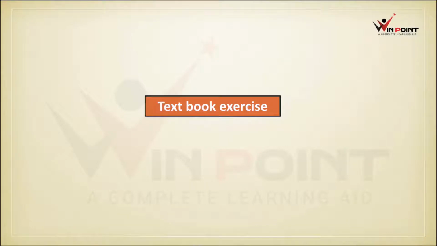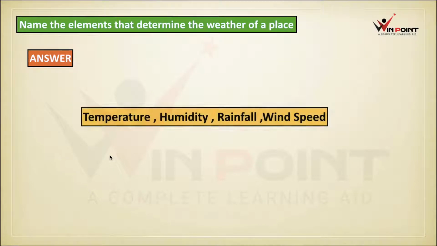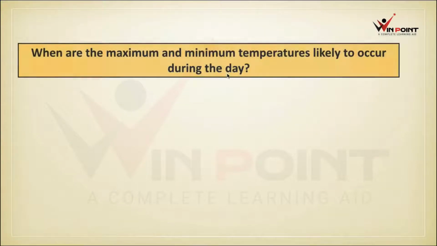In this session, we are going to complete textbook exercise. Name the elements that determine the weather of a place. How can we determine the weather of a place? We can measure the temperature, we can find the humidity, we can calculate the rainfall, and we can calculate the wind speed. According to these calculations, we can determine the weather of a place.